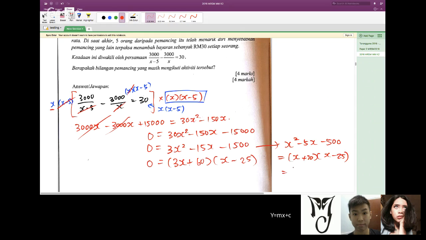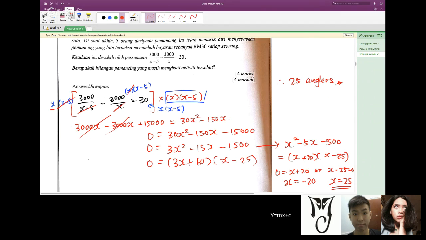It doesn't matter. All right, so for this one, since it equals 0, you should know x plus 20 is equal to 0, or x minus 25 is equal to 0. So x is equal to negative 20, and x is equal to 25. But since this is about humans, I will never take the negative value. So I will say, therefore, I have 25 anglers.